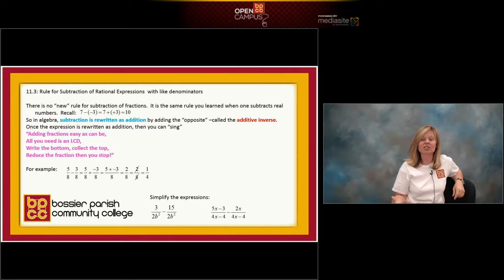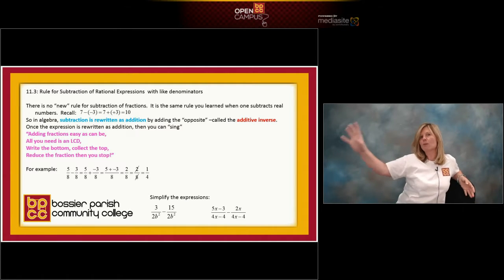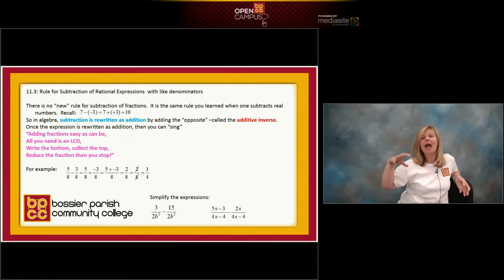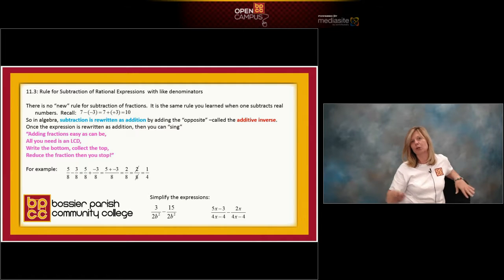So I do not have a song for subtracting fractions, because we're never really subtracting. We're always rewriting subtraction as addition by taking whatever terms are behind the subtraction symbol and making them the additive inverse. And once we make it addition, then we can sing. Adding fractions easy as can be, all we need is an LCD. Write the bottom, collect the top, reduce the fraction, then you stop.